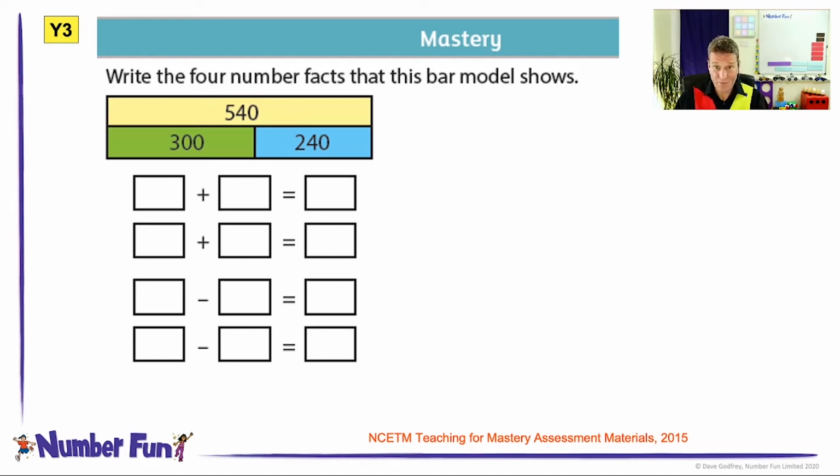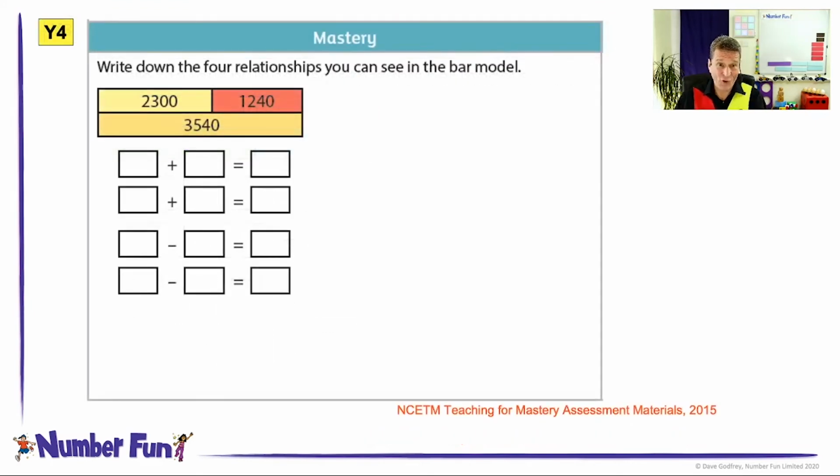So the 4 facts are 300 add 240 equals 540. 240 add 300 equals 540. 540 subtract 300 equals 240. Notice I'm not saying take away because there's no takeaway going on at all. 540 subtract 240 equals 300. Well, it makes sense, doesn't it? In fact, we saw this in the year 4 example as well.